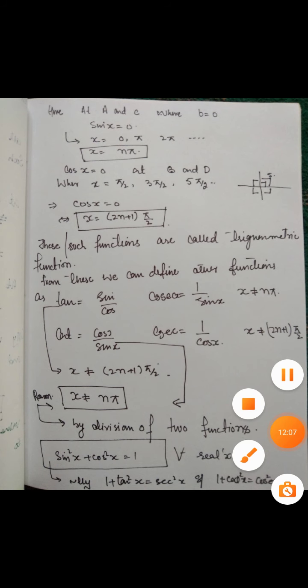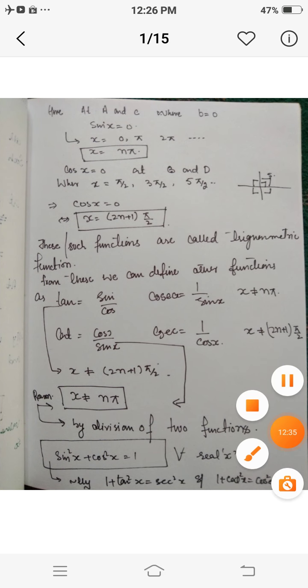Similarly, at points A and C, the sine is 0 because the y coordinate is 0. But at these two points the angles are different: the angle is 0 and the angle is 2 pi. Similarly the angle is pi, and if we consider angle 2 pi, angle 3 pi, 4 pi, 5 pi, everywhere sin x is 0. Hence we can say that sin x is 0 only when x equals n pi.